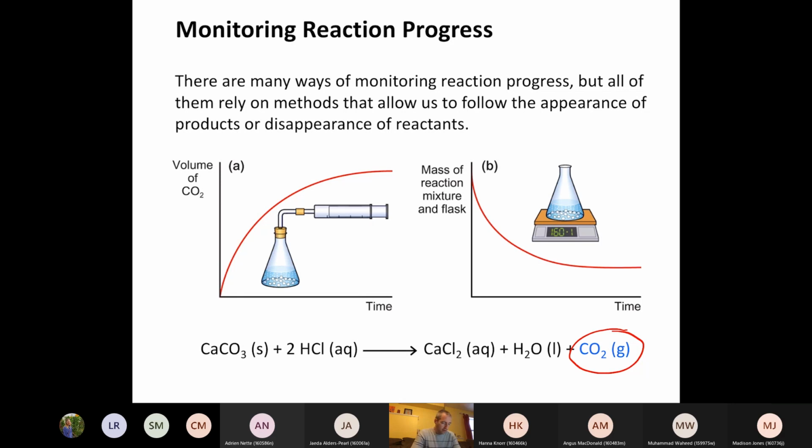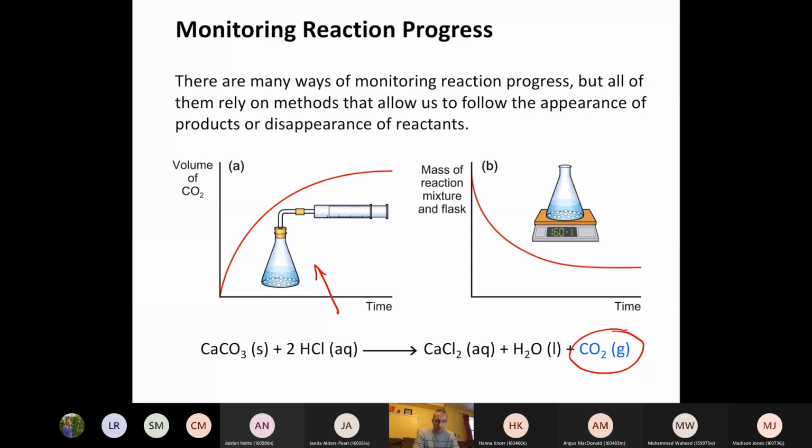So what you could do then, and you can see this in the picture right here on the screen, is they've taken the reaction flask and they have on top a stopper with a hole, and the hole is connected to a syringe.